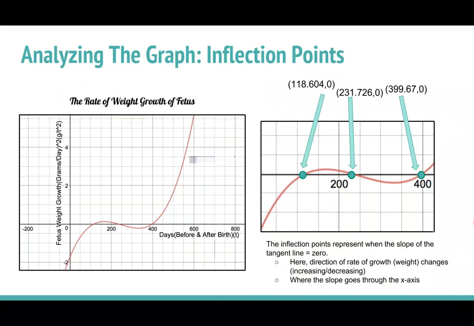After graphing the second derivative, we can find out more about the rate of weight growth of the fetus and where this changes. Our inflection points, shown on the right, represent where the slope of the tangent line is 0 and goes through the x-axis. We can see that before this inflection point, the rate of weight growth is increasing at an increasing rate. At the second inflection point, the rate of weight growth shifts to increasing at a decreasing rate. And at the third inflection point, the weight begins to increase at an increasing rate after the baby is born.